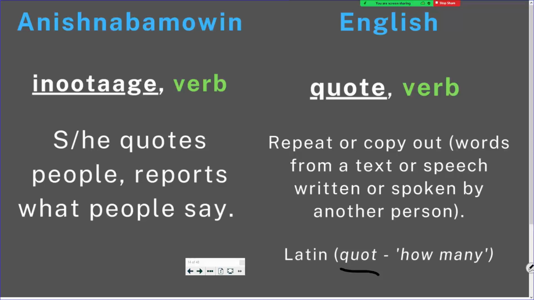It means how many. Another word that kind of comes to mind is quota. So a quota is like a specific number that has to be met. It's how many of something has to happen. So some people in their job, they have a quota. They have to do so many of something.